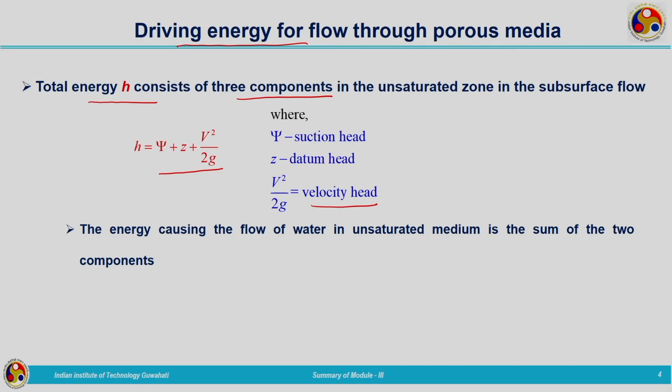So, in total, if we talk about the total head causing the flow within the unsaturated region, we can write the expression as the sum of psi and Z, that is the sum of suction head and the datum head. So, the energy causing the flow of water in unsaturated medium is the sum of 2 components, the suction head and datum head. So, H can be represented as psi plus Z.